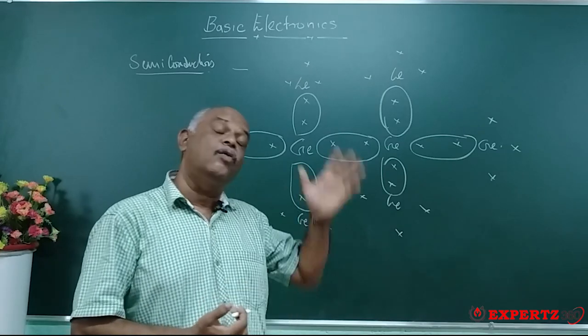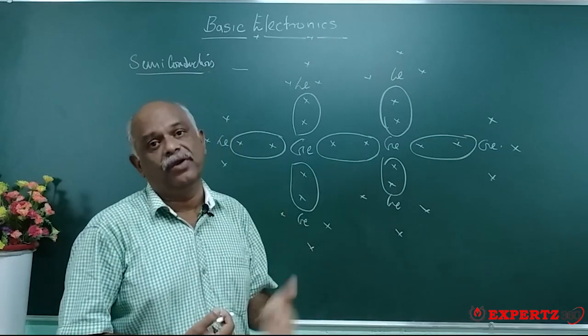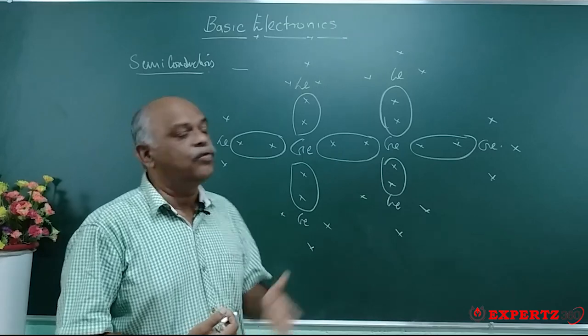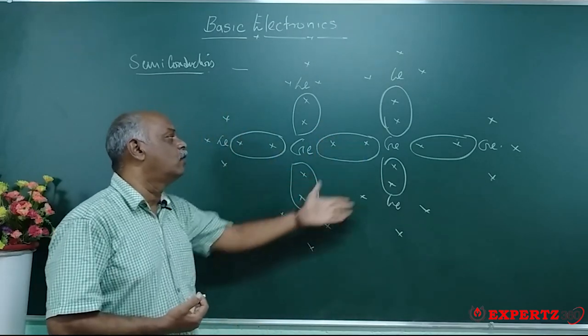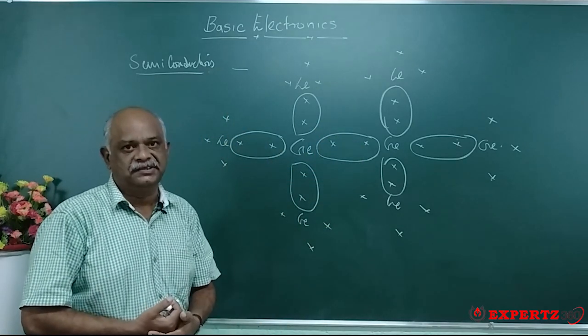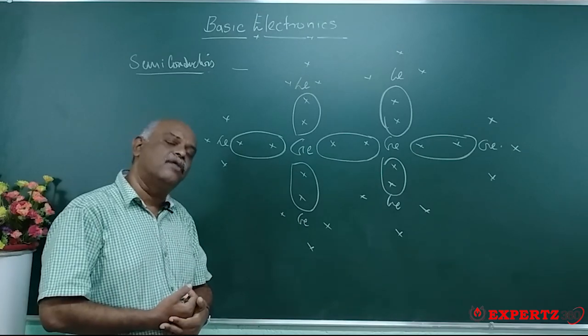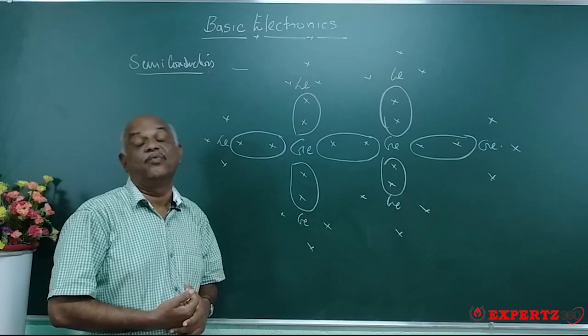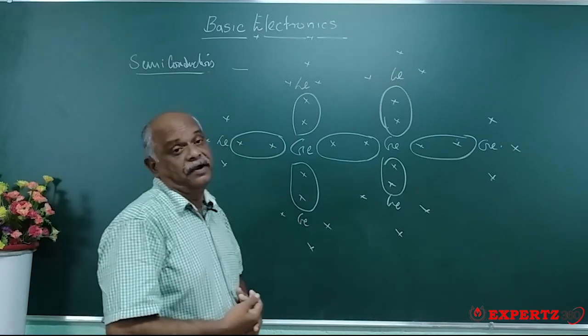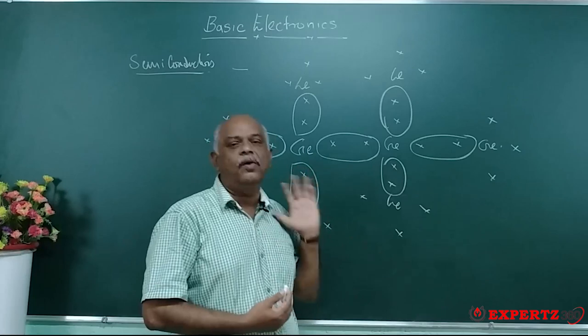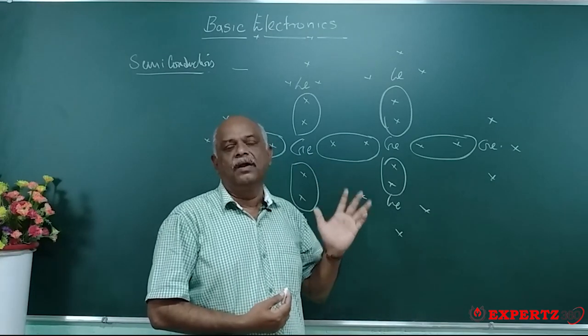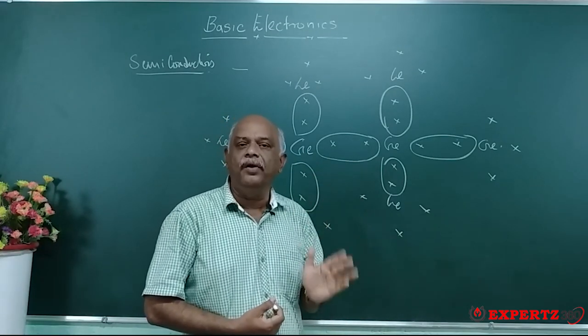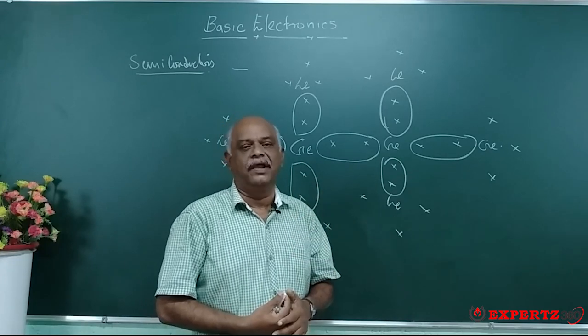So this is the condition at absolute zero. This is the condition germanium is going to have at absolute zero temperature. At absolute zero, semiconductors act as insulators. This is one of the important points you will have to remember. At absolute zero, germanium or silicon or any semiconductor is going to act as an insulator.